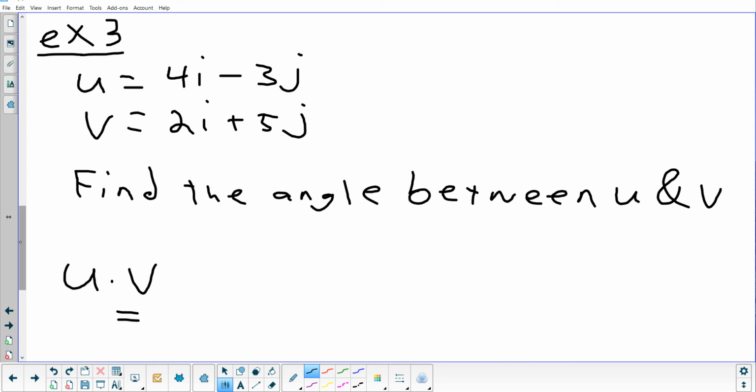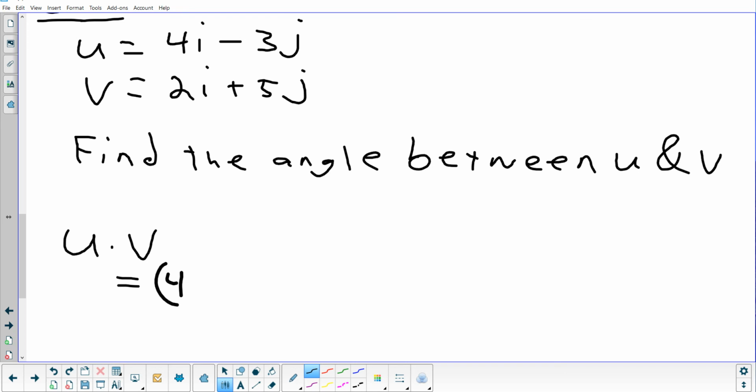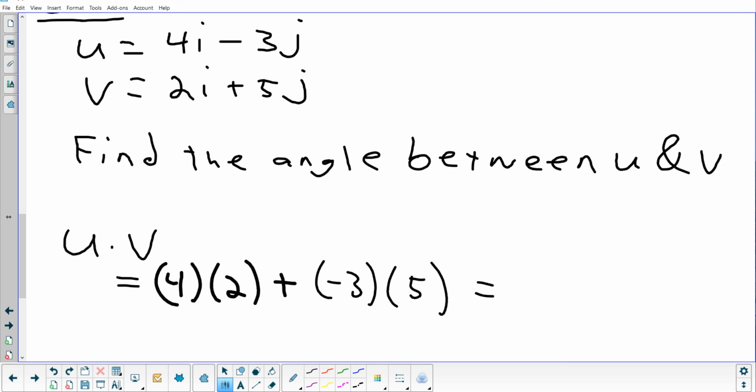So can somebody tell me what my calculation is going to be for the dot product? Yep. 4 times 2 plus negative 3 times 5. And that's going to give me a dot product of negative 7. All right, so we got our dot product.